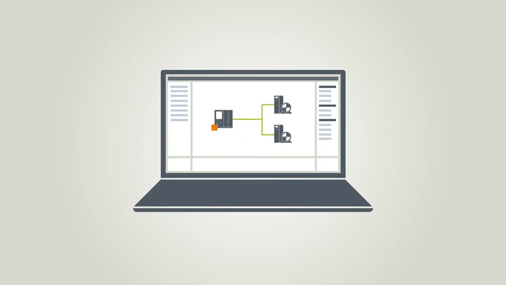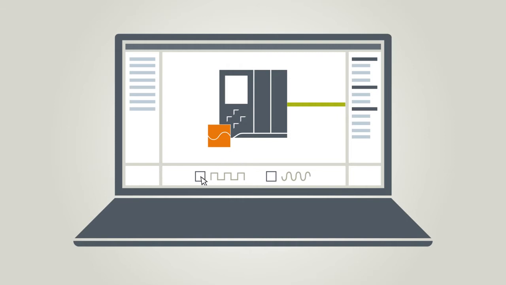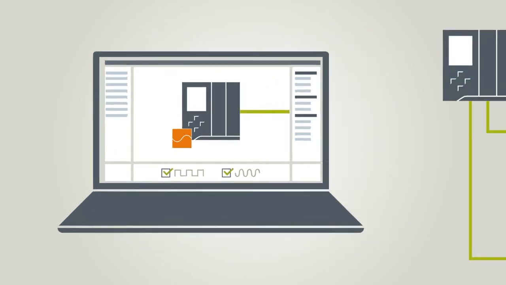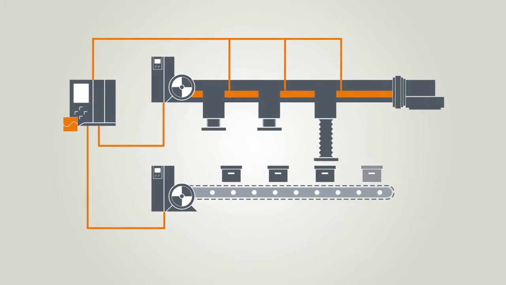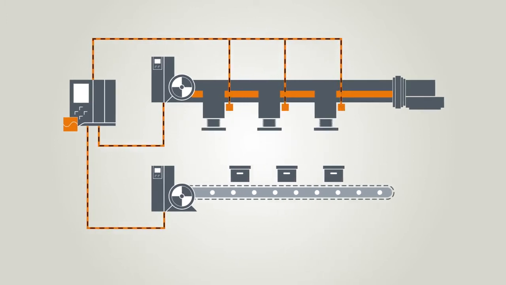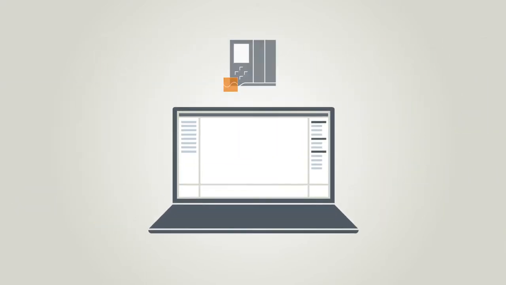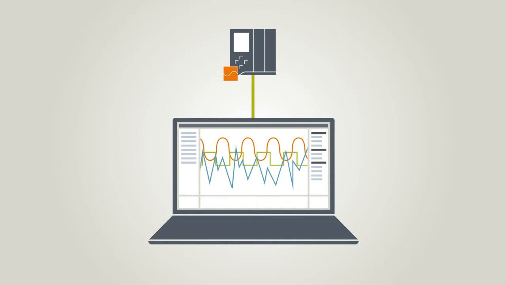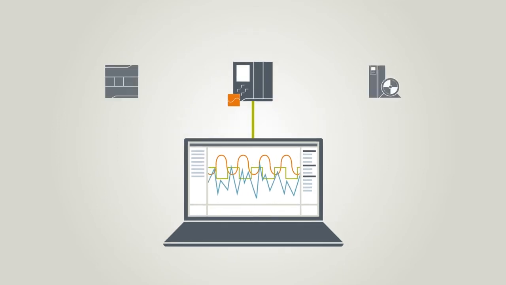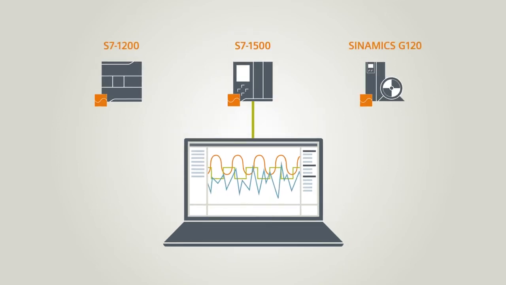Simply specify the binary and analog variables of the device that you want to record in the trace configuration. The trace is then transferred to the controller and activated. As soon as the trigger condition is fulfilled, the values are recorded in the controller independently from the TIA portal. The TIA portal offers a whole range of options for evaluating the measurement using curve diagrams or signal tables. The trace is integrated in the device firmware, so no extra hardware is required.